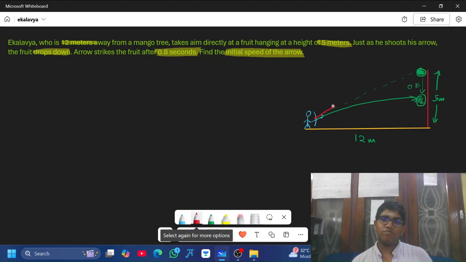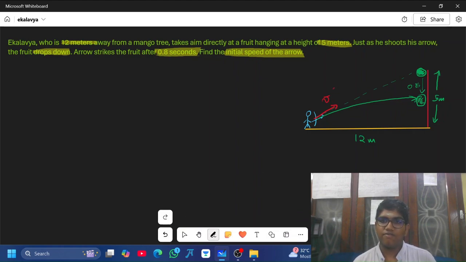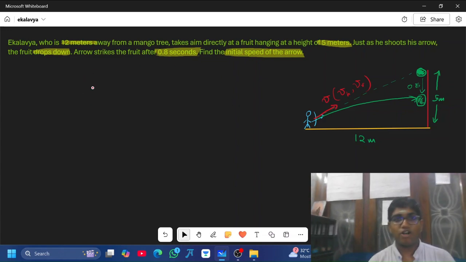So, let's assume the initial velocity of the arrow to be v, and we can resolve it into two components, v horizontal, vh, and v vertical, vv. Now we'll be writing the coordinates of both with respect to time. So let's say at time equal to t, first we will write it for the fruit.